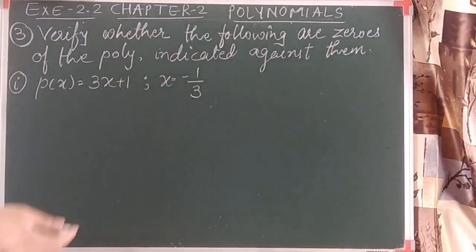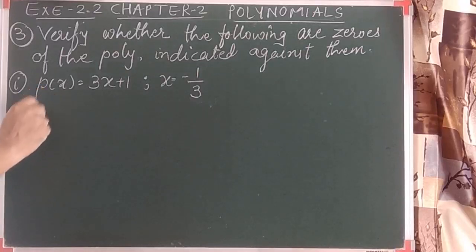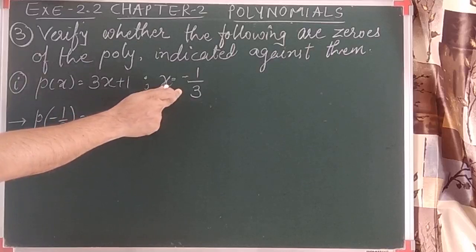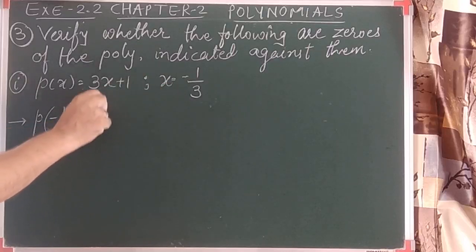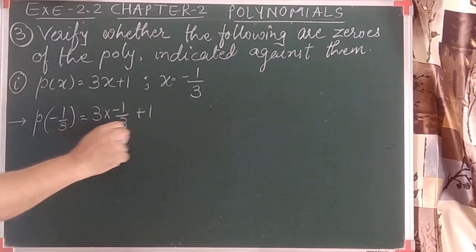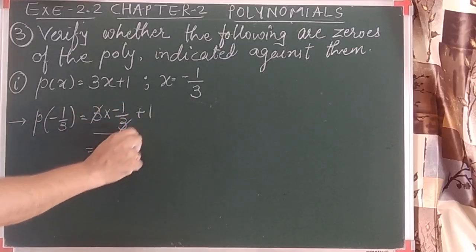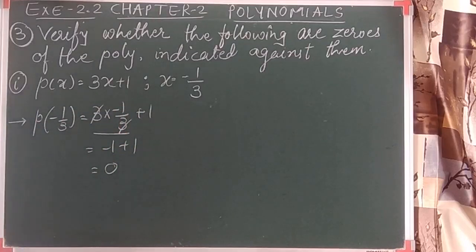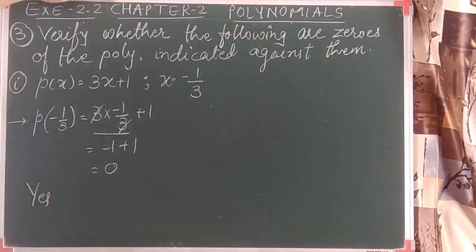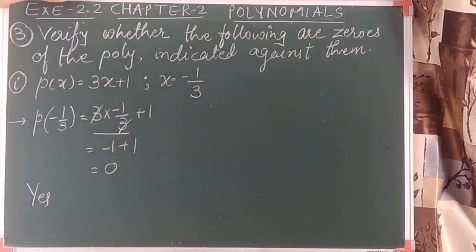So again you can see that this method is not different from the previous two. Let us substitute the value of x as minus 1 by 3. This is the value which is already given in the question. So instead of x, the value is minus 1 by 3. We know these two are in the product, so we can cancel the 3. So what remains? Minus 1 plus 1. So you can see that the answer is 0. As we obtain 0 as the answer, we can say yes, x equals minus 1 by 3 is considered a zero of the polynomial.